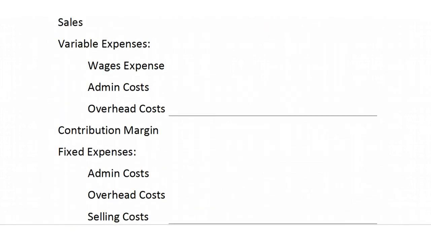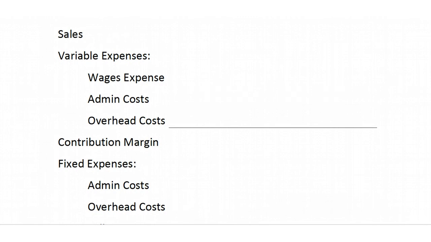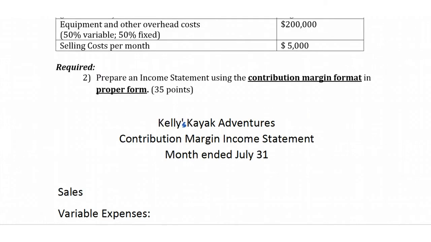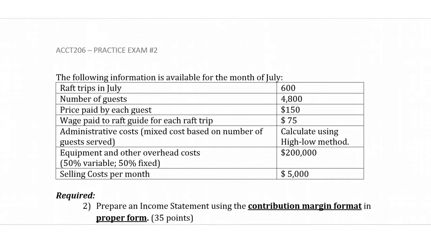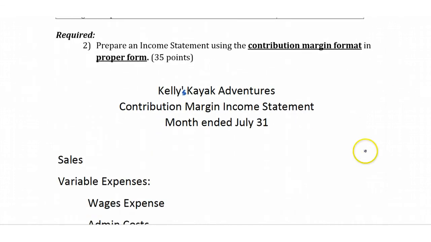It's going to be a little bit of up and down, back and forth. You probably have numbers handy, but I'm going to have to go up and down to show you these things. So our sales revenue is going to be the number of guests we've served times the price each guest pays. So 4,800 times $150. That's going to give us sales of $720,000.